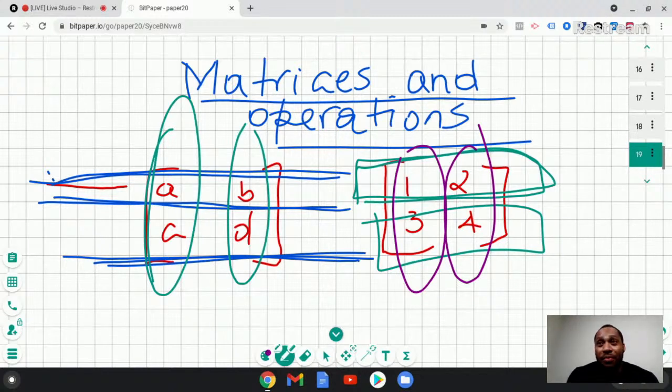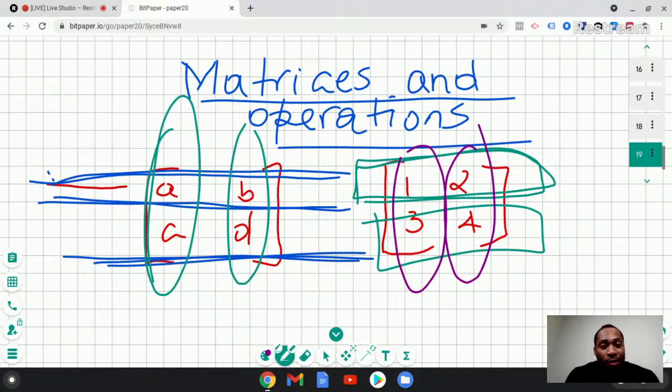Now, that's going to be very important for us when we do operations on them, because you can add them. You can have one matrix minus another matrix, or two matrices multiplied together. In some cases, you can also divide certain matrices one by the other.